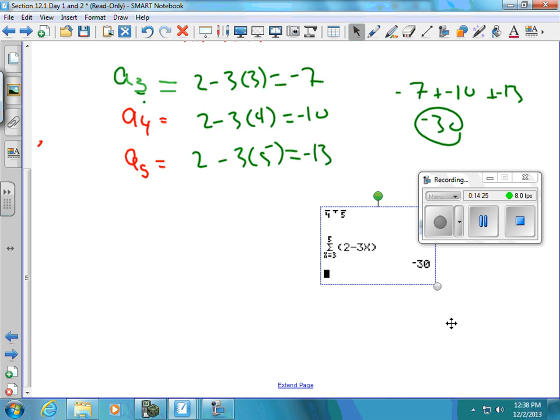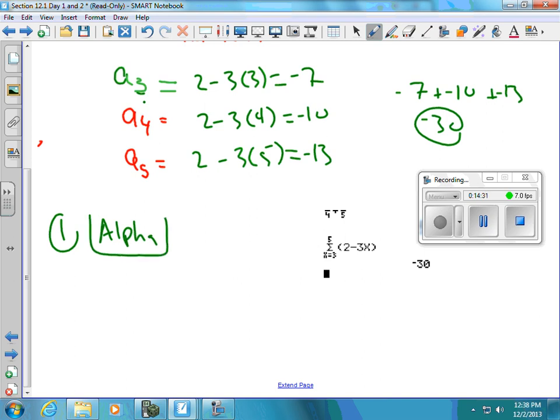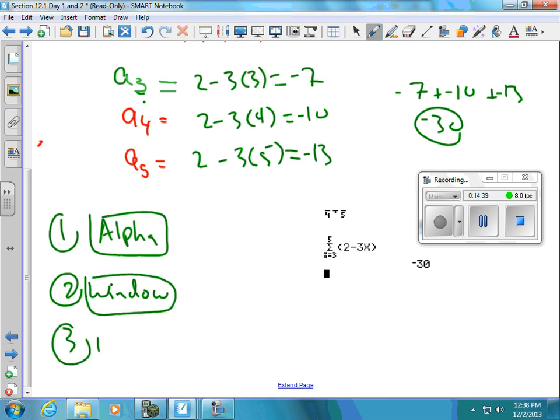Let's write those steps down so you can have them in your notes. 1, we're going to hit alpha, the green button. 2, window, the green button at the top. And then we're going to select number 2 for summation notation. And 4, just a reminder, use x every time.